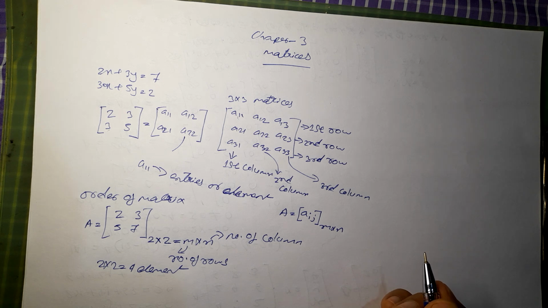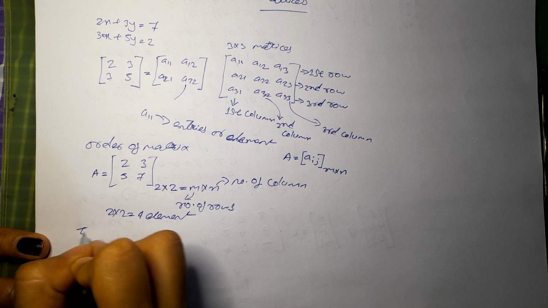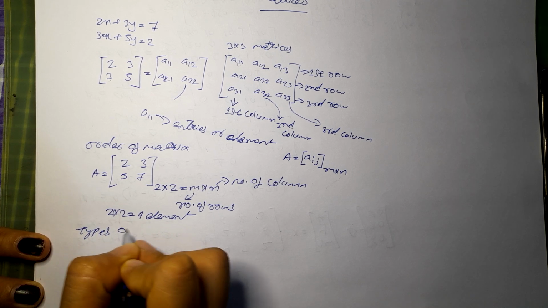So we have learned the order of the matrix, and now we know what the rows and what the columns are. After the order of the matrix, we have the types of matrix.